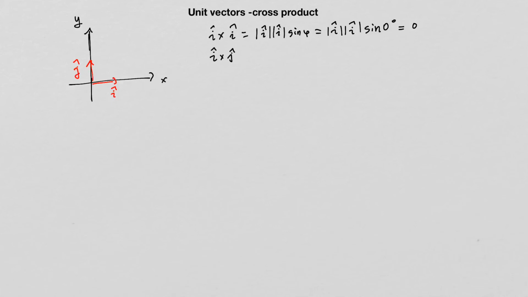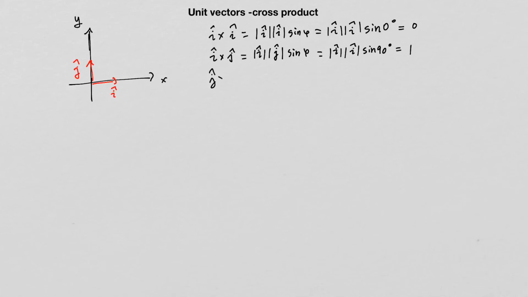So i hat cross j hat will be equal to the magnitude of i hat times the magnitude of j hat times sine of the angle between the two. The angle between those two vectors is 90 degrees. So that is i hat times j hat times sine of 90 degrees, which is equal to 1. So the magnitude of the cross product of i hat and j hat is equal to 1. Now, from the property of cross product, if I swapped the places of i hat and j hat, that should give me minus 1. So let's write it down.